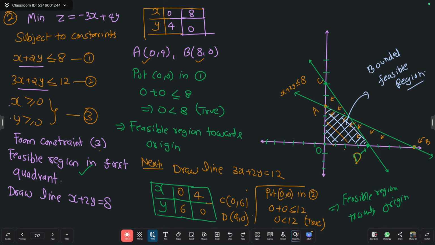One is this O, one is this D, one is this A, not C, A, and one is this. This point is unknown to us, but we can find it. Suppose this point is the E point. How to get this point? We have to solve this equation and this equation. What is this equation? 3x plus 2y less or equals to 12. So we will solve x plus 2y equals to 8 and 3x plus 2y equals to 12. We will get one point, that point will be E point. Okay, note till here.